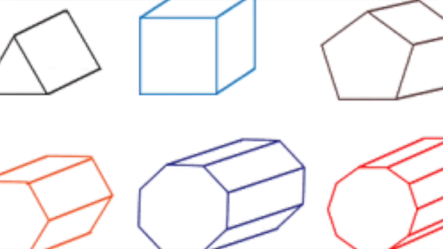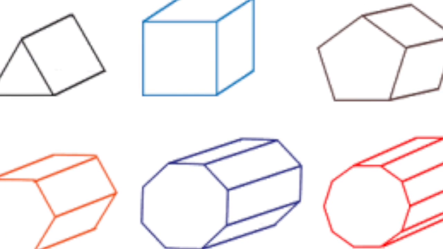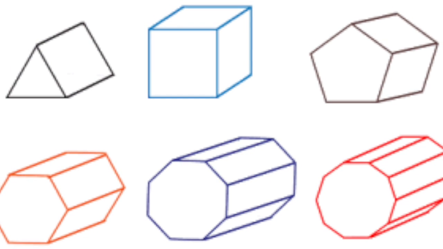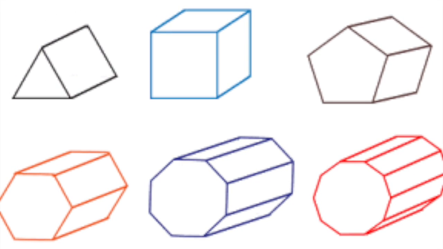These are some other types of prisms. A prism has a polygon on each end, and rectangles connecting them.